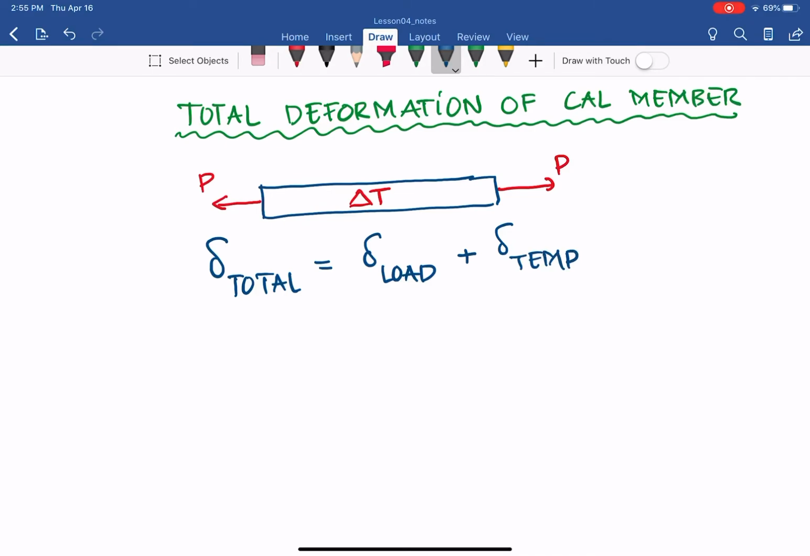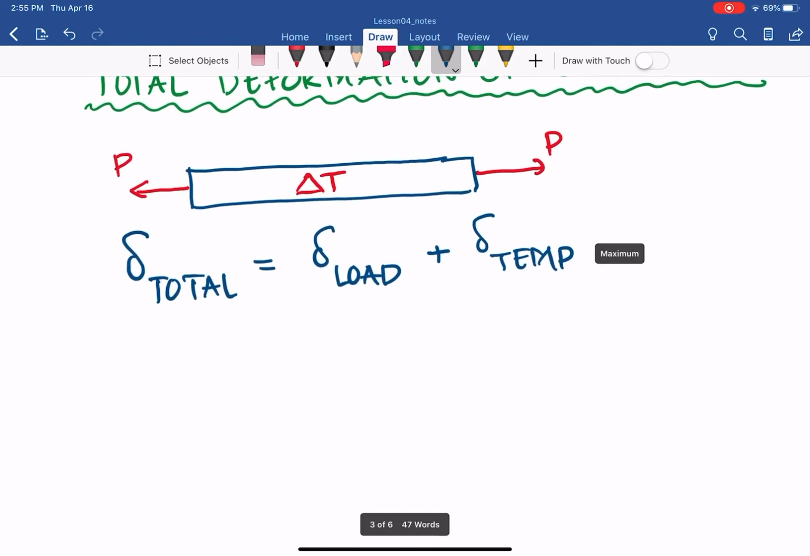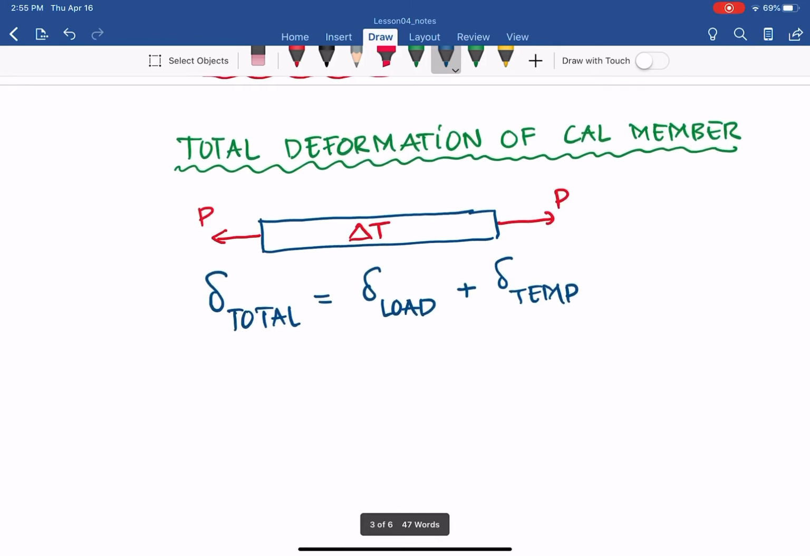For example, in this scenario, if the temperature increases, then the deformation due to temperature is positive. In this case the load is in tension, so the deformation due to load is positive. So both you can add. But sometimes the load is in tension, so the body tends to increase in length, but then delta T is negative. It means you reduce the temperature, and the body tends to contract due to the thermal effect. So the delta temperature is negative. When you add, you have to consider the sign of the deformation due to load and due to temperature.